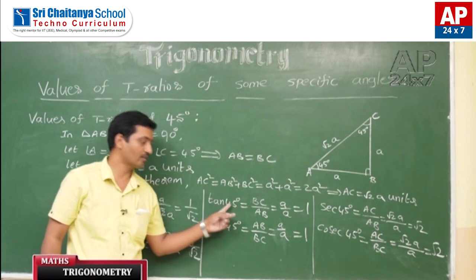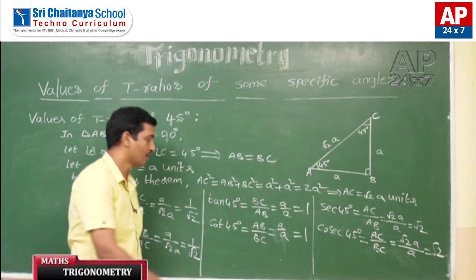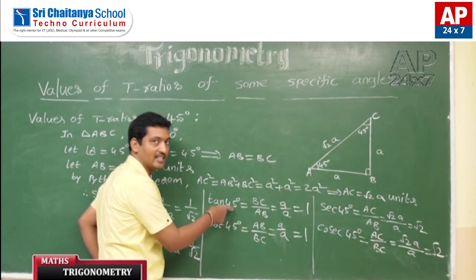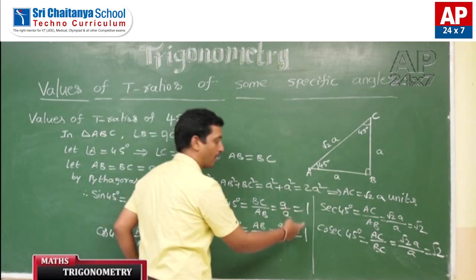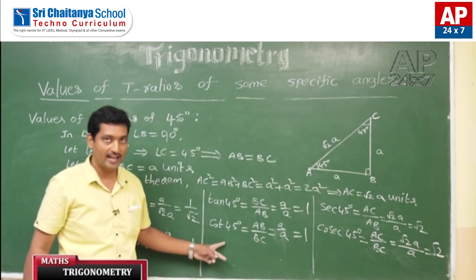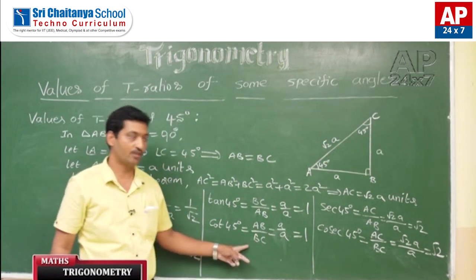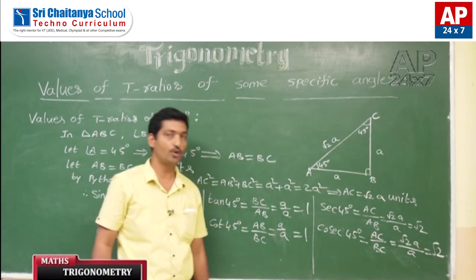Since these two are complementary angles, tan 45 and cot 45 both are equal. Otherwise, cot 45 is nothing but the reciprocal of tan 45. Therefore, 1 by 1 is equal to 1. Otherwise, from the diagram also, we can say cot 45 degrees is equal to AB by BC, which is equal to A by A, which is equal to 1.